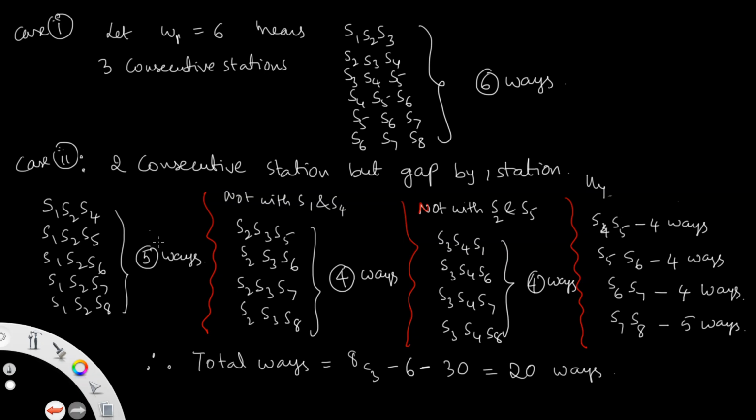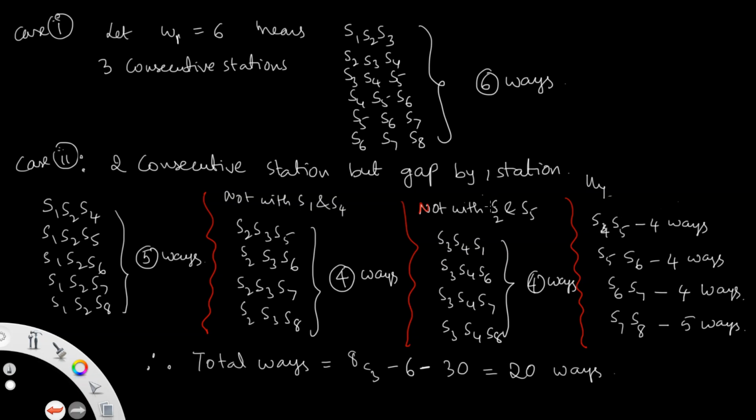But note, don't take the 3 consecutive; only 2 consecutive stations with a gap of 1 station. This gives 5 ways for the pair S1, S2. For S2, S3, it should not be halted at a consecutive station, so S4 should not be taken. You take S2, S3, S5, S2, S3, S6, S2, S3, S7, S2, S3, S8. This totally gives 4 ways.